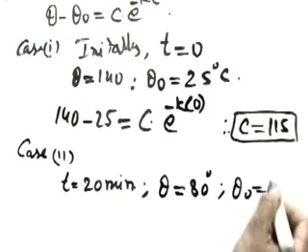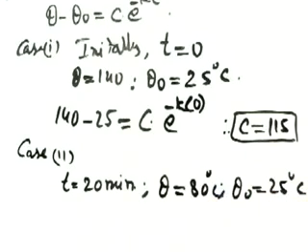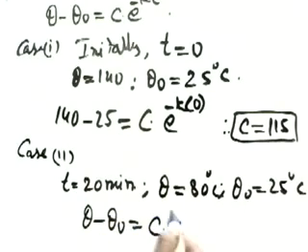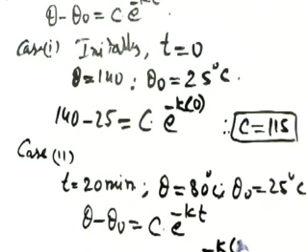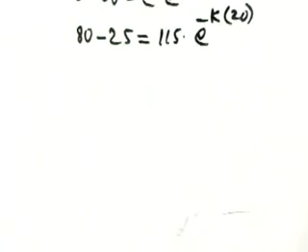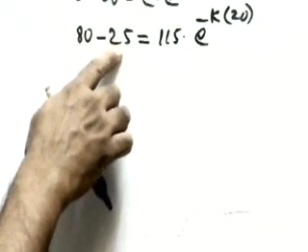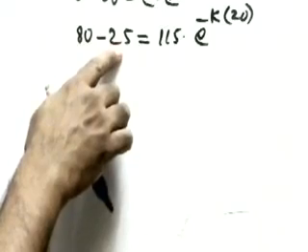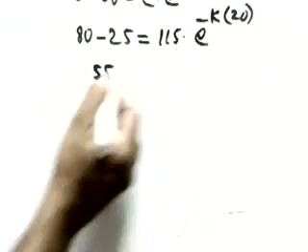So again, let me substitute now. What is theta naught? Theta naught will always be the surrounding temperature, that is 25 degrees Celsius. Now again, you substitute in the formula. Theta minus theta naught equals C into e power minus k t. Now here theta is 80, minus theta naught, always 25, equals C, which we got as 115, into e power minus k into t. The value of t is 20 minutes. So what will be here? 80 minus 25 will be 55.